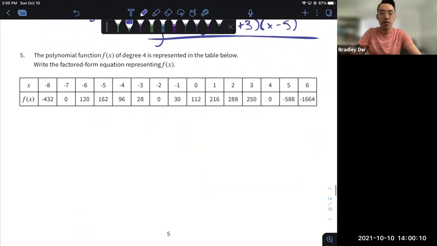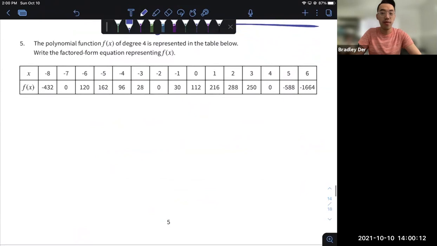We can also do this writing process if we aren't given a graph. We could be given a table. So let's take a look at this. Right, polynomial function f of x, degree 4, in the table, and we have to write an equation. So similar to how we did with the graph, the first thing I'm looking for are the roots of the function. Right, the roots of the function being found at the x-intercepts where y is equal to 0.